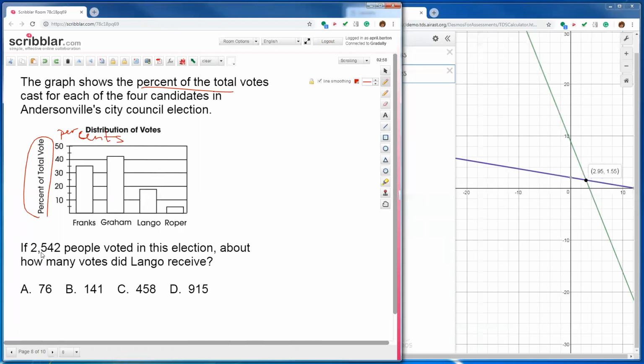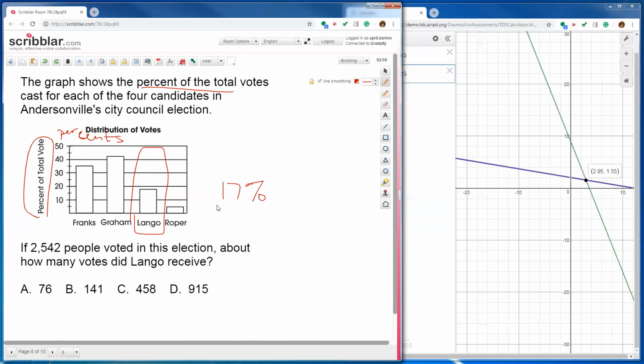The question says, if 2,542 people voted in this election, about how many votes did Lango receive? So specifically when we make our guess, we're guessing for Lango. So what percent is Lango at? Looks a little bit above the 15, so maybe 17. Usually the numbers are so far apart, it's not going to be hard. Even if you guessed 18 maybe, you're probably going to still get close enough.